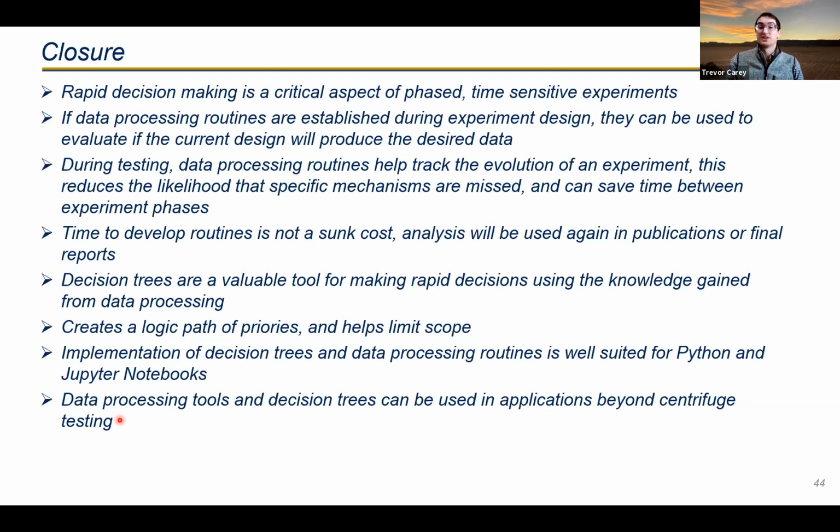The implementation of decision trees and data processing routines is well suited for Python and Jupyter notebooks. If you think of that tree, you can make each one of your modules part of that tree. And then data processing tools and decision trees can be used in applications beyond centrifuge testing. Thinking about this as a whole, you can use the procedures we've talked about today for any of the experiment applications you're doing, or those numerical applications as well.